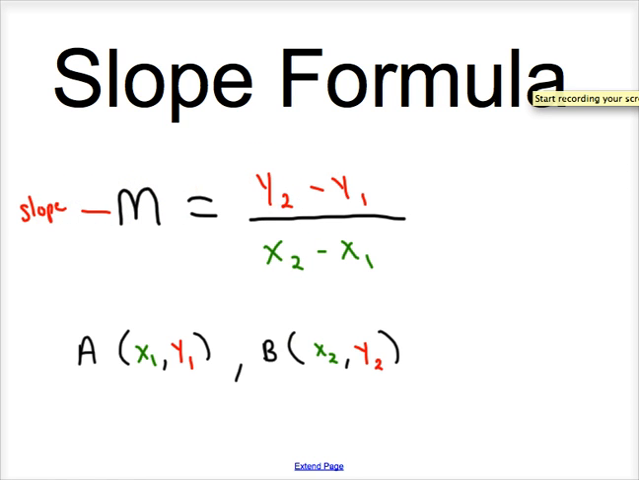The y2 and the y1, and the x2 and x1, are simply points or coordinates. x1, y1 would be a coordinate, and x2, y2 would be a coordinate, or ordered pairs. So given two ordered pairs, we should be able to find the slope between them. Let's take a look at an example.